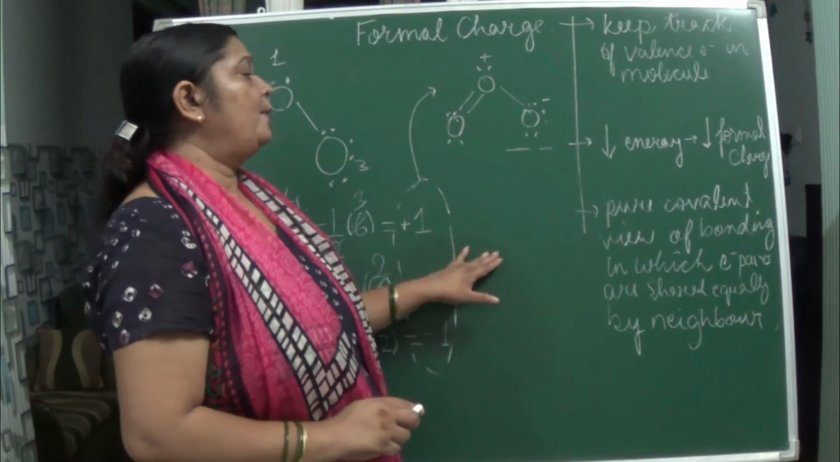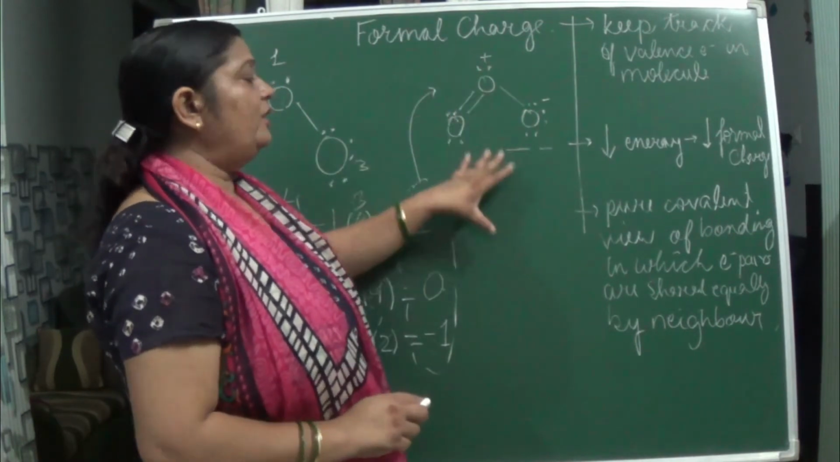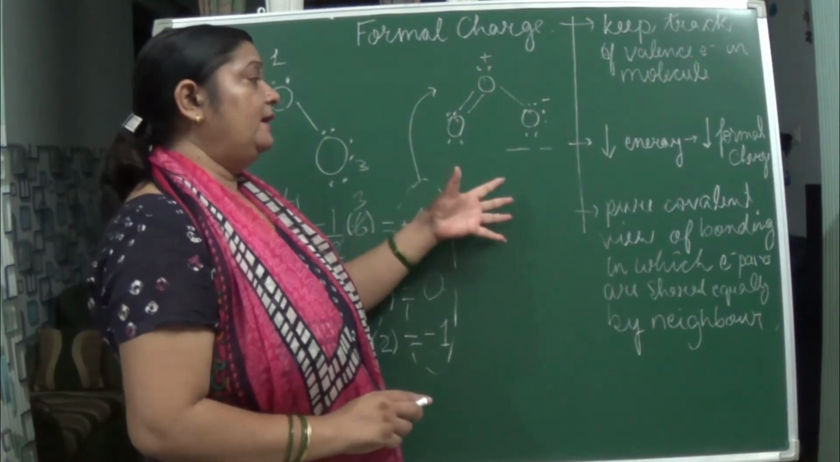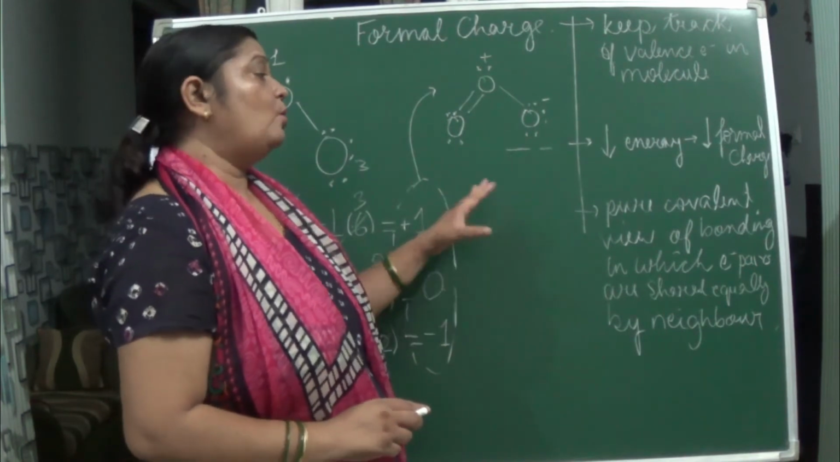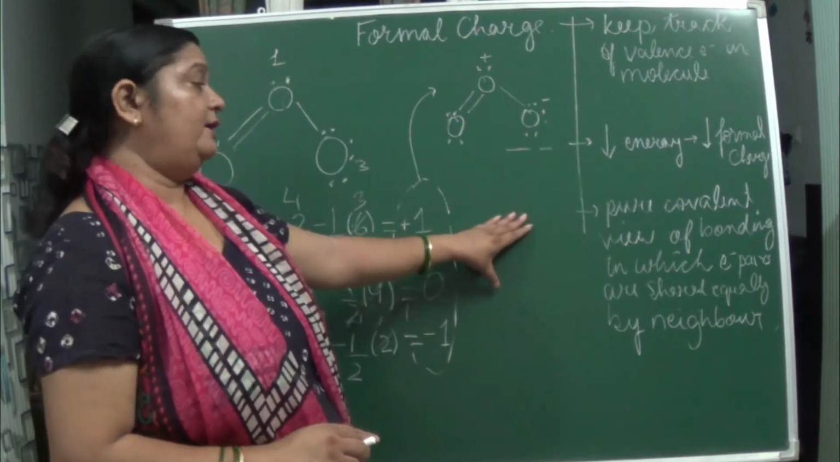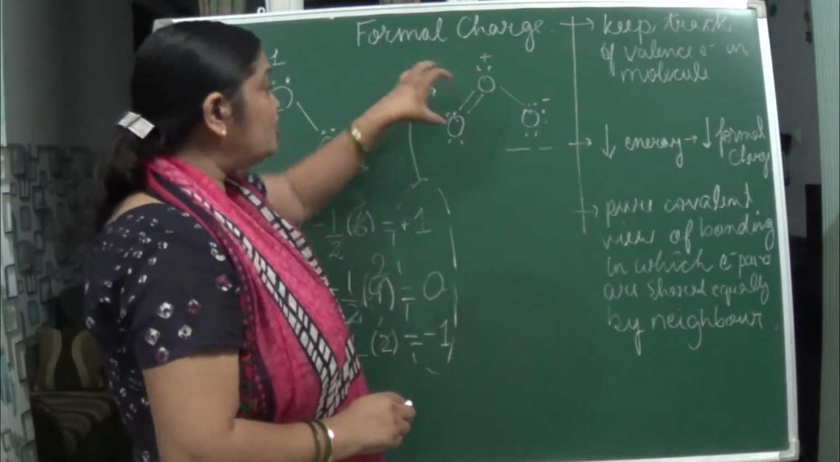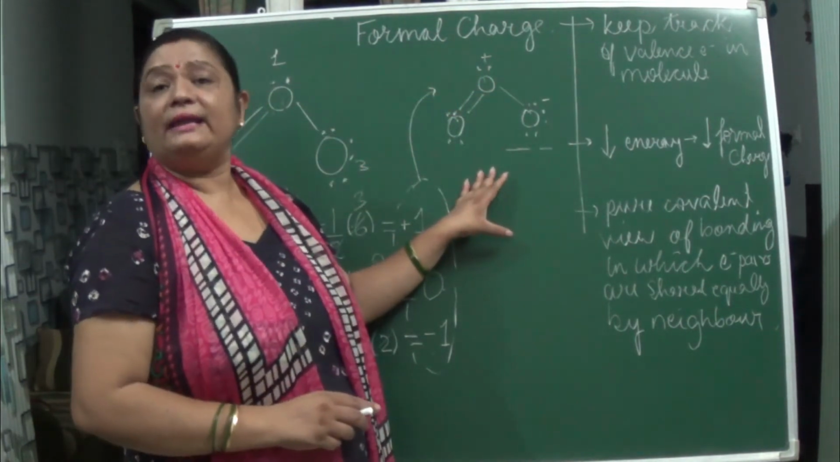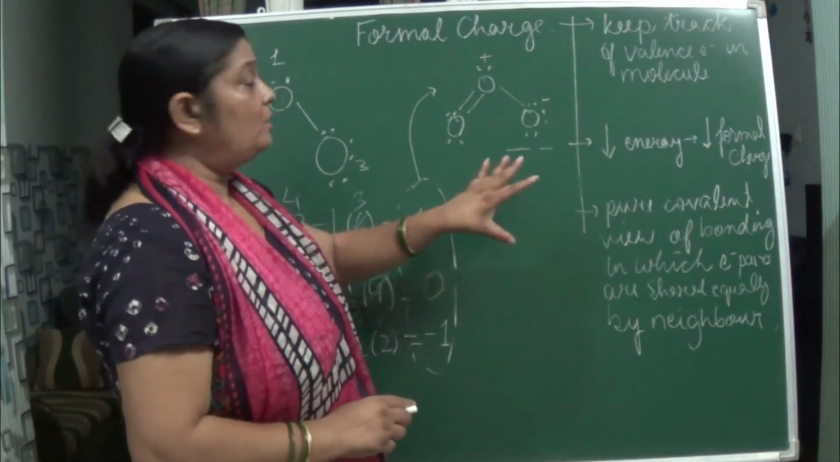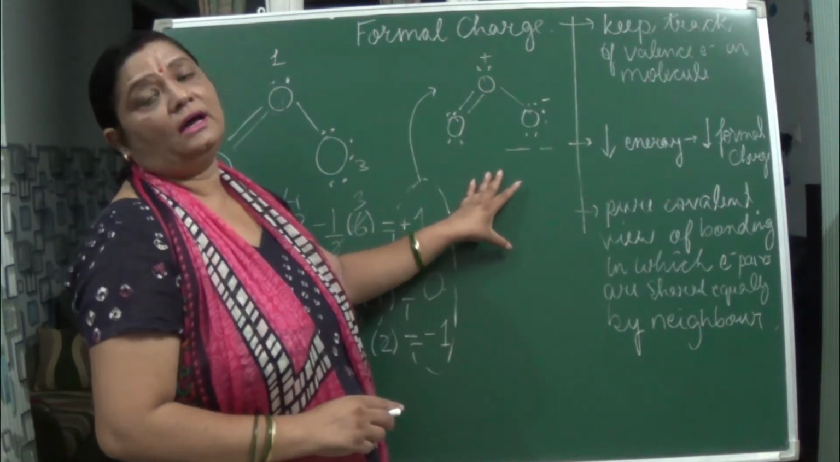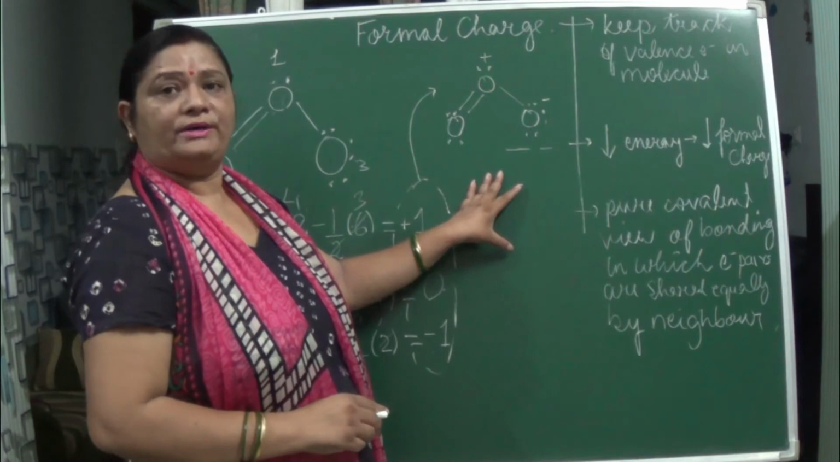Now this whole molecule which we are seeing is a pure covalent view of bonding, in which electron pairs are shared equally by the neighbors. Here we are not considering the electrovalent bond.